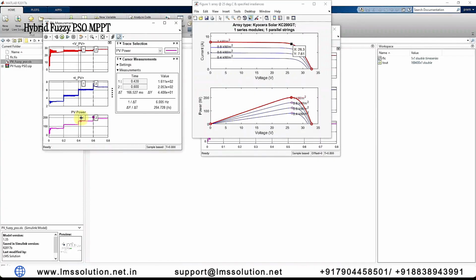And then I'm going to move this point here. Here you can see that the maximum power is around 161.1. The theoretical value is around 161.8 watts. And I'm going to change the point here. The maximum point is around 200 watts. Here we are getting 190 watts from the PV panel. So we are extracting the maximum power from the PV panel by means of this hybrid Fuzzy MPPT algorithm.